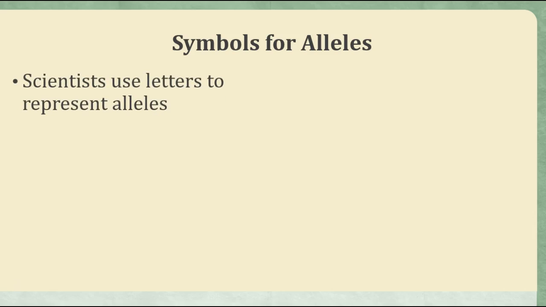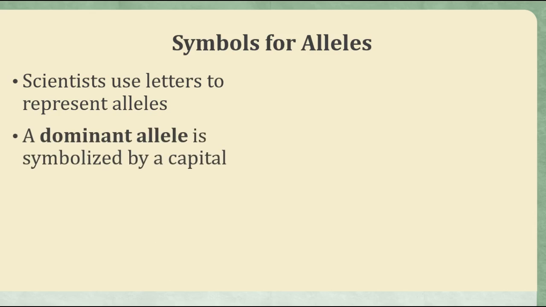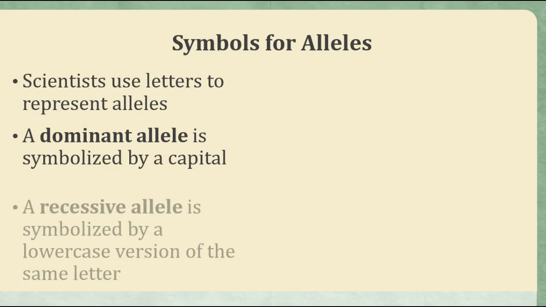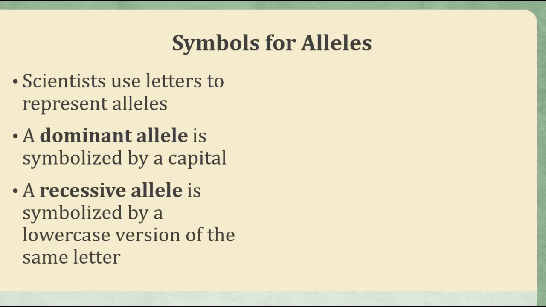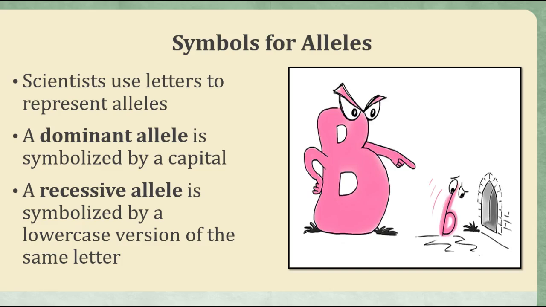When we're talking about alleles, we have to know that alleles have different symbols. Scientists use letters to represent alleles. A dominant allele is symbolized by a capital letter, and the recessive allele is symbolized by a lowercase version of the same letter. So we're talking about pairs of the same letter.